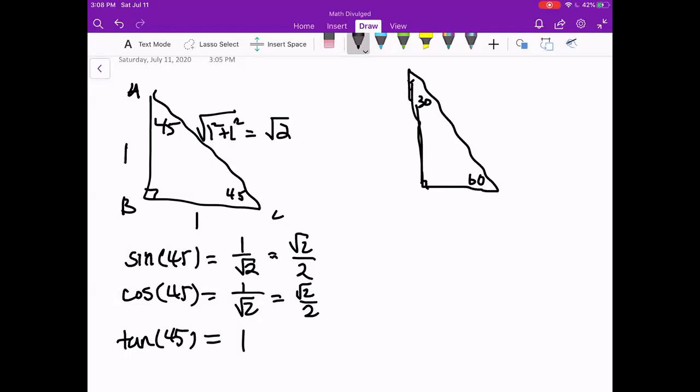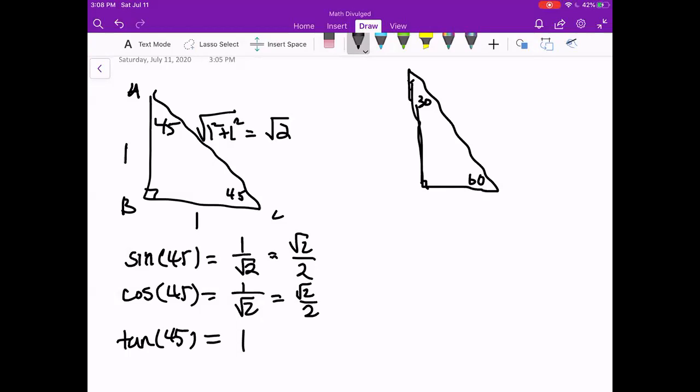So the 45-degree angle is a very common angle that you'll see in sine, cosine, and trig in general. So it's really good to memorize these values. And if you find yourself forgetting, you can always just draw this 45, 45, 90 right triangle and derive the values yourself.